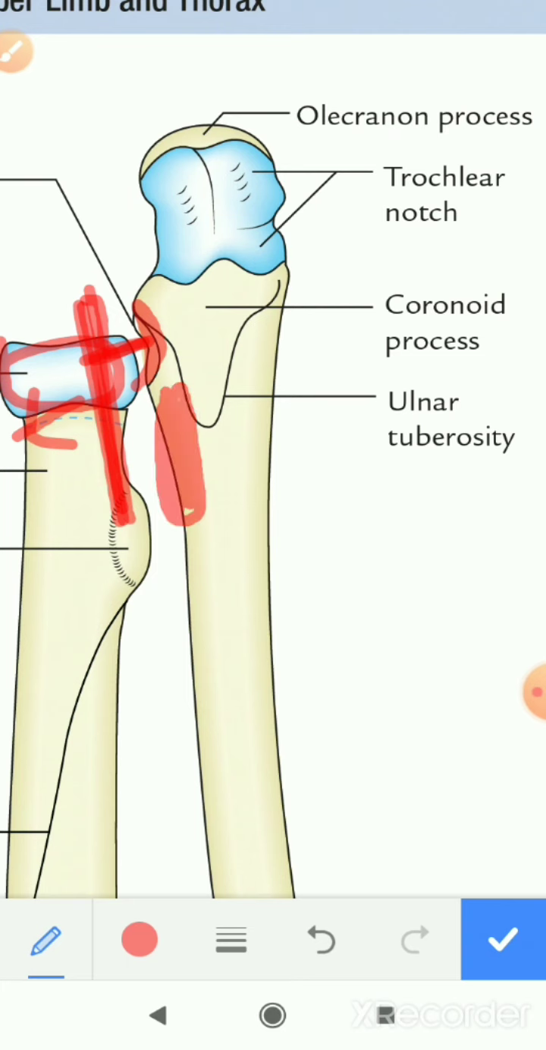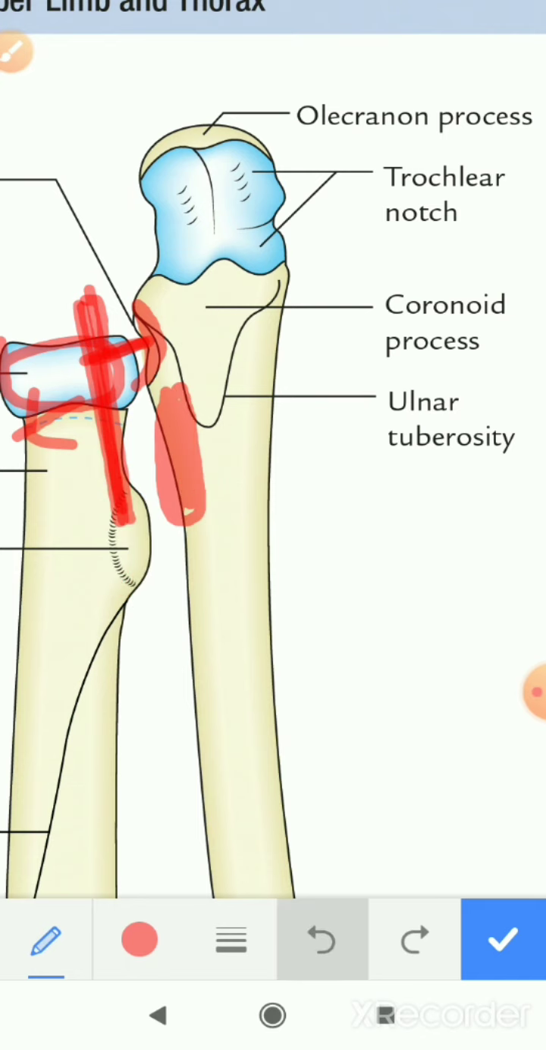This supinator fossa accommodates the radial tuberosity. You know, this is the radial tuberosity. So this supinator fossa will accommodate this radial tuberosity during pronation and supination of the forearm.